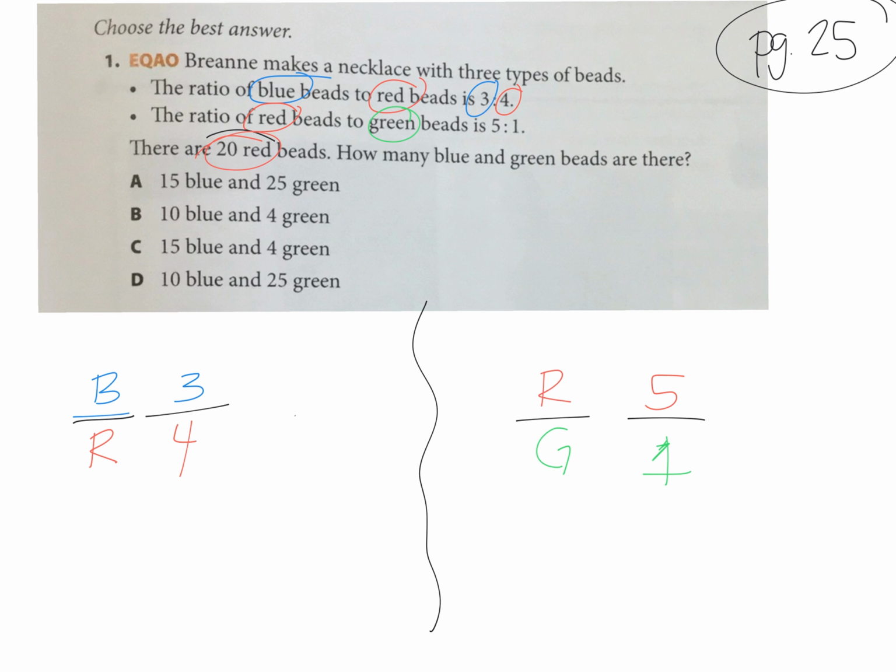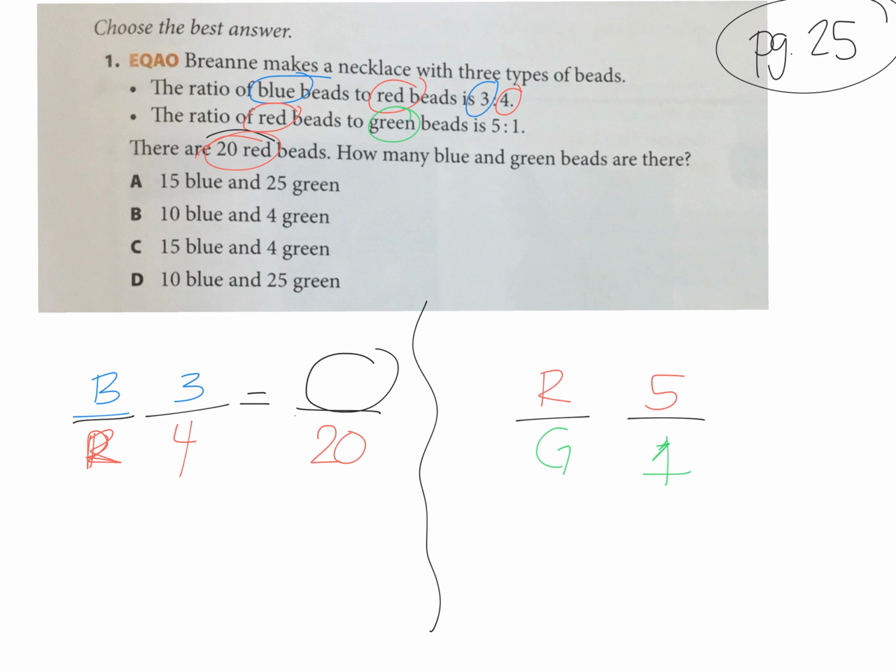So where would I write 20 red beads? Where would I write 20? Numerator or denominator? Where would I write the number 20? Denominator, the bottom. Because that's where we wrote red. So it's a ratio of 3 to 4. So for every three blue beads, there's 4 red beads. So for every, we need to know how many blue beads there are. If there's 20 red beads, we're setting up an equivalent ratio.